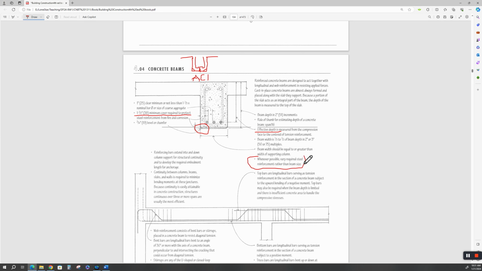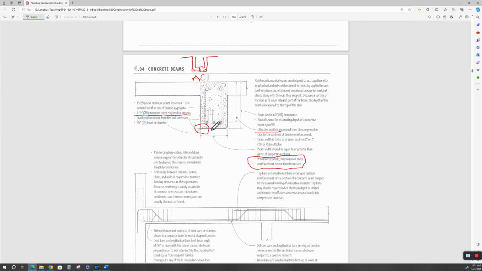Now, whenever possible, this is very important to you as designers, you want to vary the required steel reinforcement rather than the beam size, okay? So you come up with your ideal beam size based on the span, and the structural engineer does all his loading and his calculations and says, yeah, okay, we'll use some heavier reinforcement in here without increasing the size of the beam.